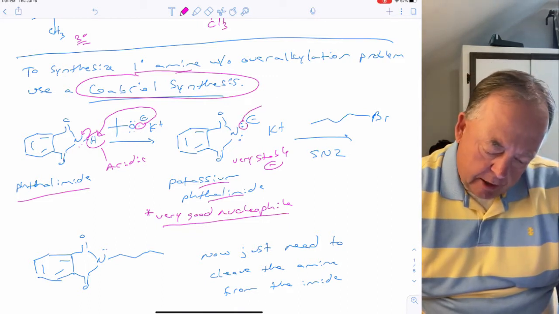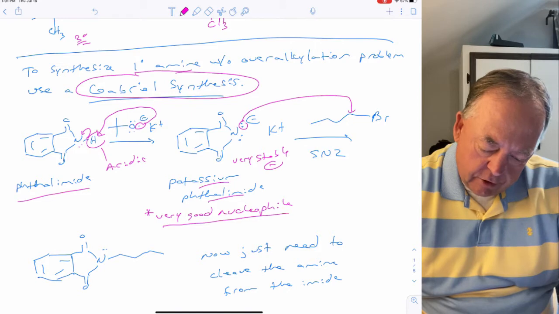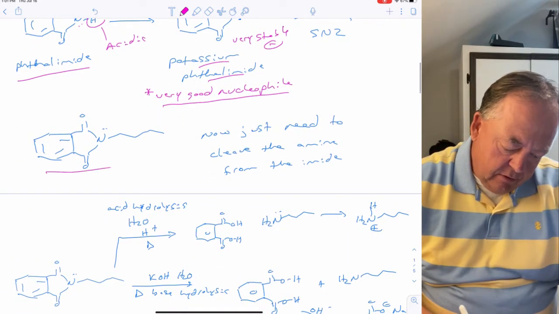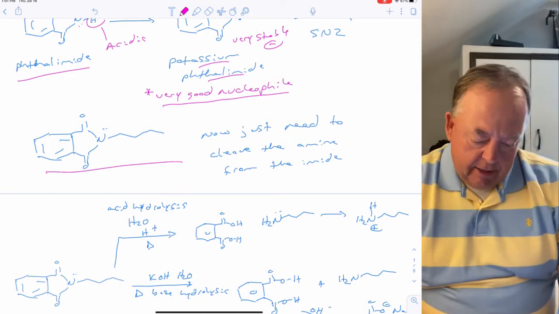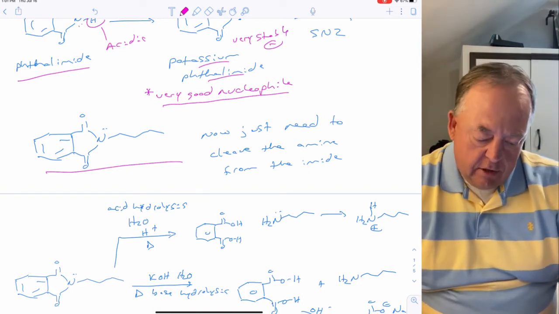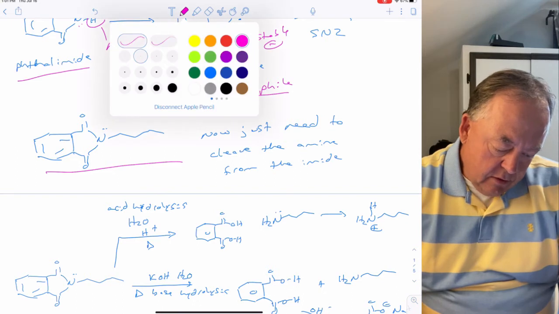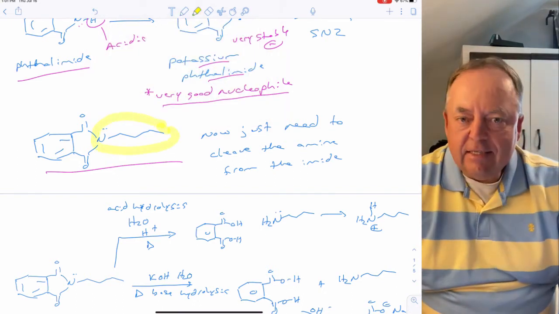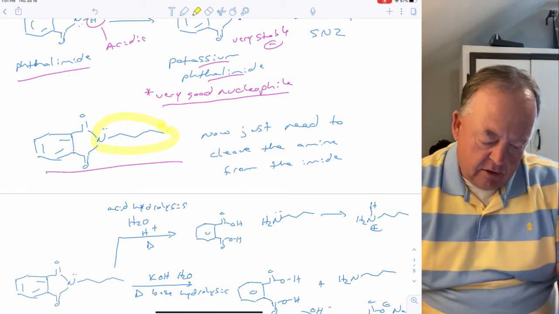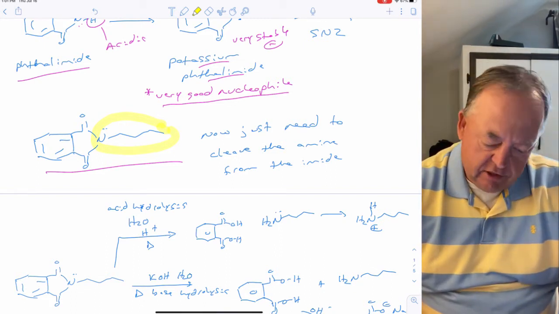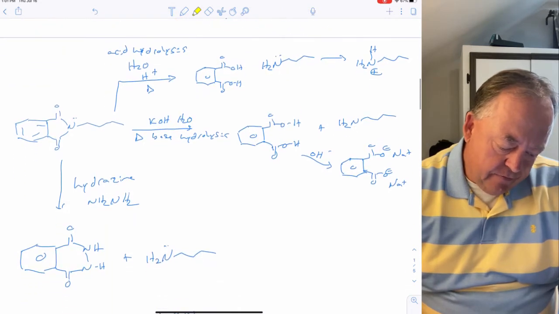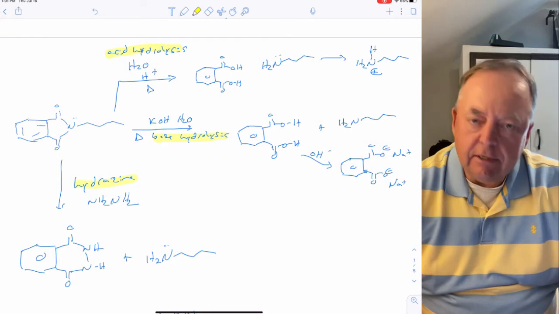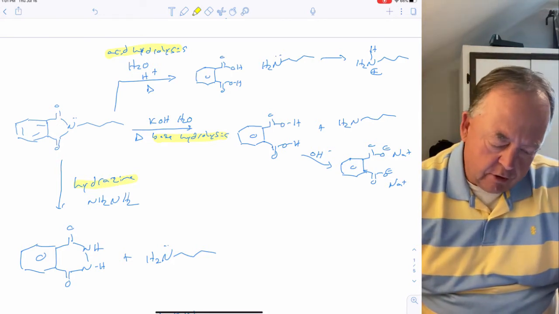So you can take a lone pair on nitrogen, make a bond to carbon, and kick off a leaving group. And that would give you this. And now if you wanted to free up the amine, well, you just have to find a way to cleave that out of the compound, and there's a variety of ways to do that. So once you have that, then you can do an acid hydrolysis, or you can do a base hydrolysis, or you can react it with hydrazine. Those would be three of the more conventional ways.